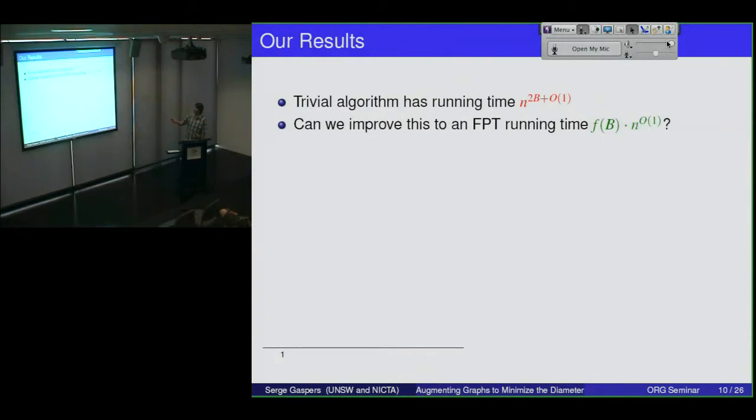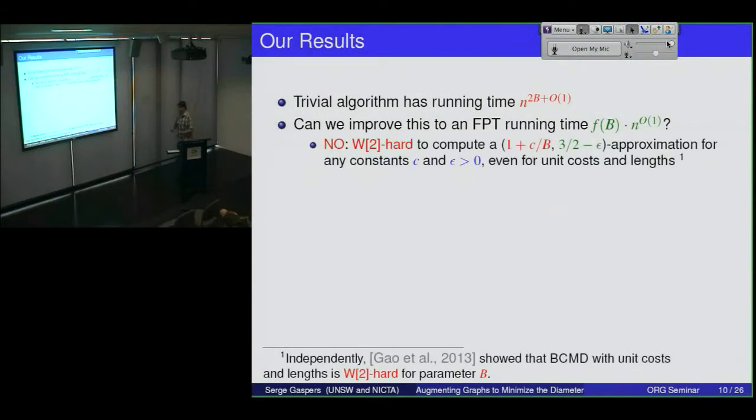So can we get an FPT running time, which is some function of the budget times a fixed polynomial in the instance size? Actually, we have a lower bound, a reduction from set cover that says no, we cannot achieve this. We cannot get a running time of this form because the problem is actually W[2]-hard for unit costs and lengths, for the parameter budget. So W[2]-hard is a complexity class which rules out running times of this form.